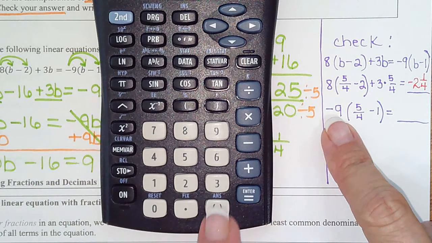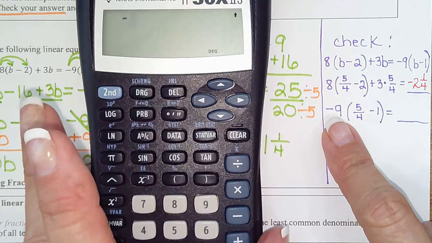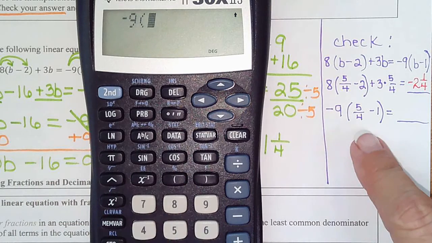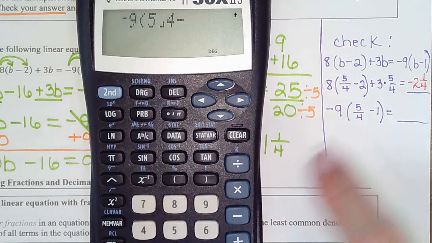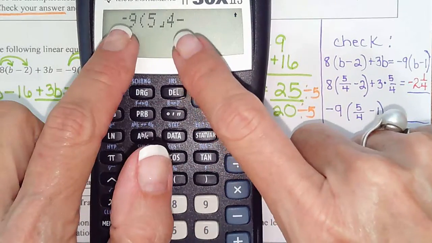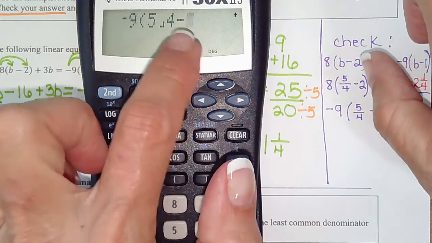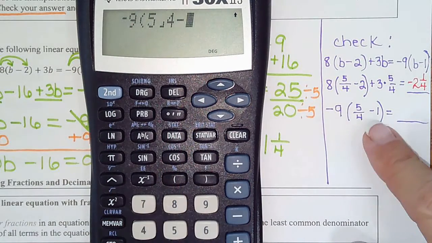So be sure and use negative, and then 9, parentheses, 5 fraction bar 4 minus, and look at the difference between the negative and the minus. The negative is up higher and a little bit smaller. The minus is right in the middle of the screen and it's a little bit longer. So you can see the difference in looks as well.